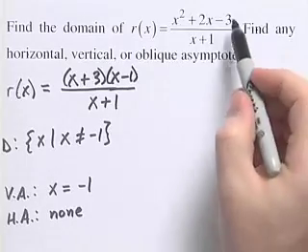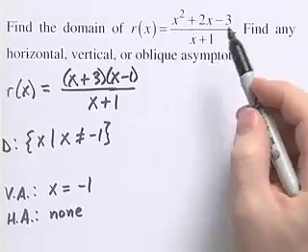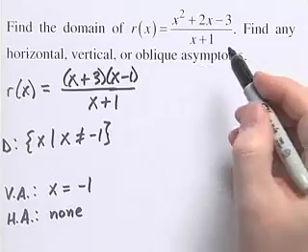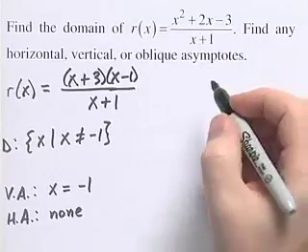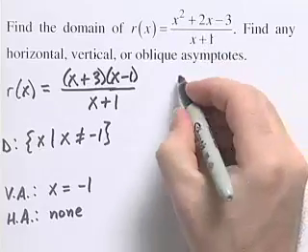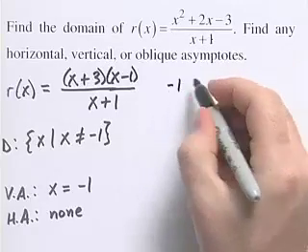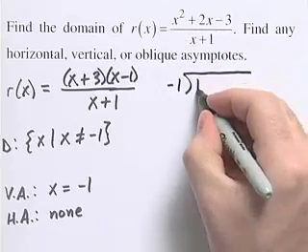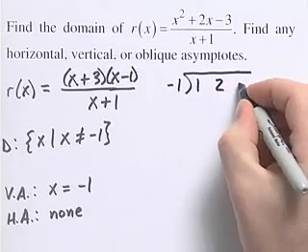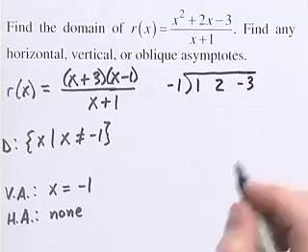To determine that, we actually have to do this division. We can either do long division or we can use synthetic division because we're dividing by a linear expression. Go ahead and use synthetic division here. And then we're going to use c equals negative 1. We'll put in our coefficients, 1, 2, and negative 3.